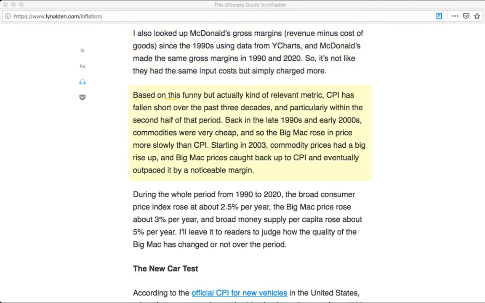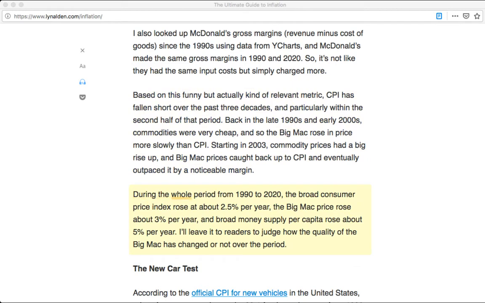Based on this funny but actually kind of relevant metric, CPI has fallen short over the past 3 decades, and particularly within the second half of that period. Back in the late 1990s and early 2000s, commodities were very cheap, and so the Big Mac rose in price more slowly than CPI. Starting in 2003, commodity prices had a big rise up, and Big Mac prices caught back up to CPI and eventually outpaced it by a noticeable margin.